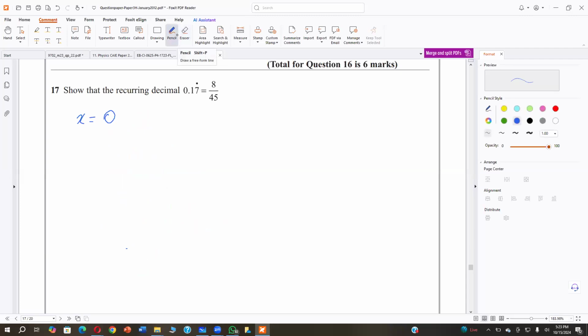The mistake is 0.17 dot. So it means it is 0.177. It's like that. Now it's one place of repetition. Now, please share the working.